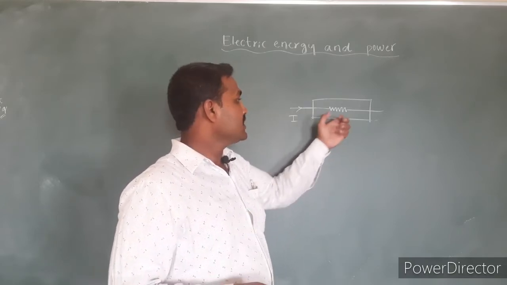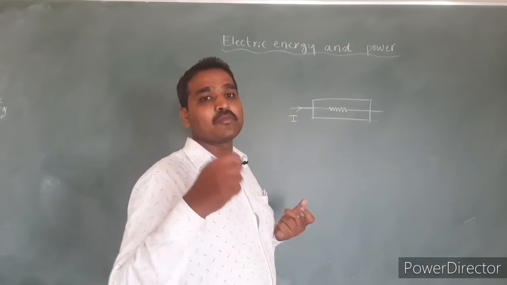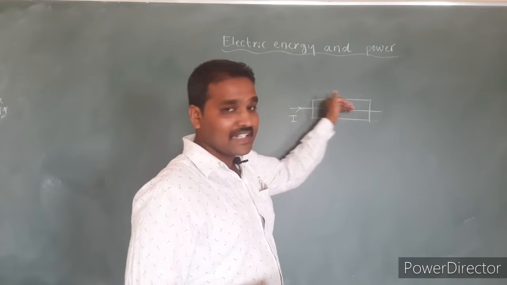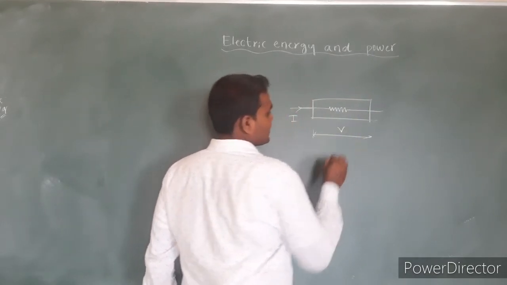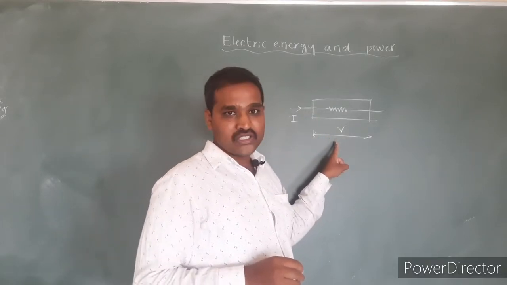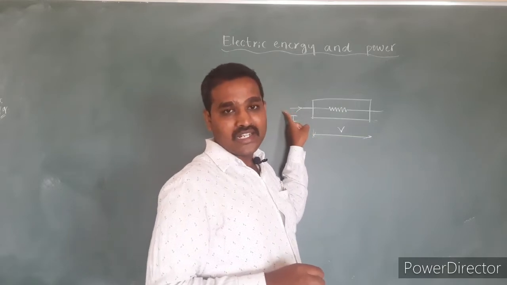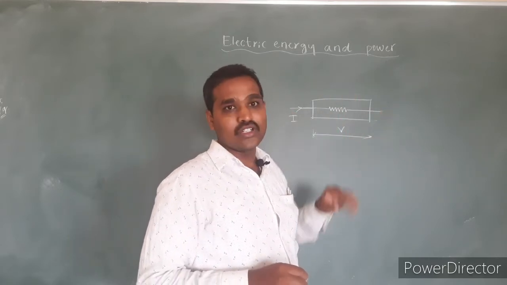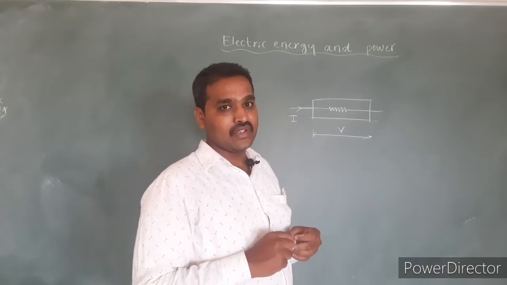So this device will be connected to a source of potential difference. By supplying the potential difference, there is flow of electric current through this device. Let us consider the potential difference applied to be V. So a constant potential difference V is applied, because of which a uniform electric current I flows through the device, and we are getting the desired output work.